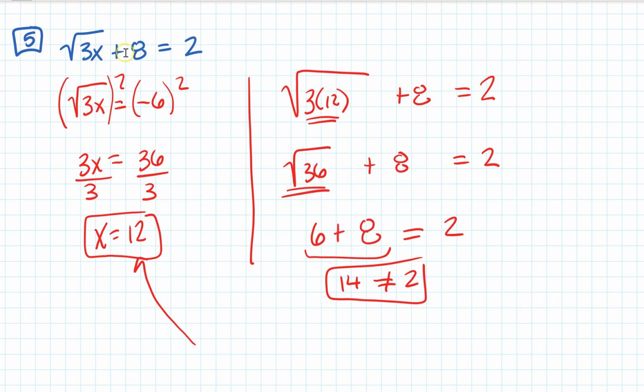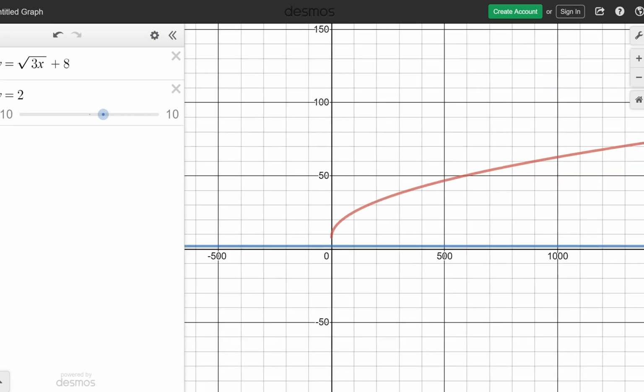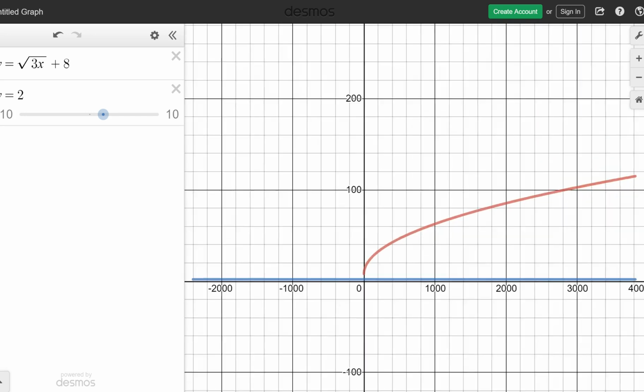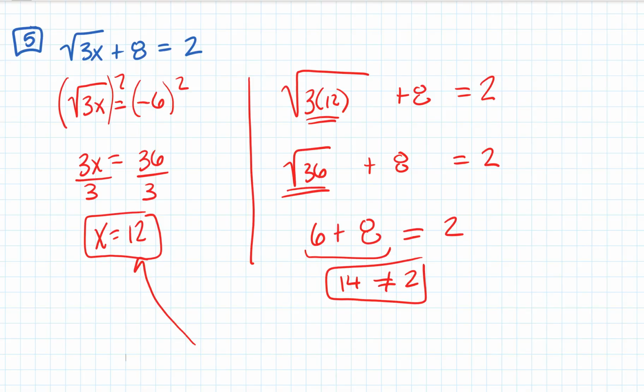This equation has no solution, and here's the graph to prove it. If I do the square root of 3x plus an 8 and then y equals 2, there's no way that these two graphs are ever going to intersect. They have no points in common, no matter how far out I go for any x value. So therefore, it makes sense that I would get something that gives me a false statement. So the algebra supports that.